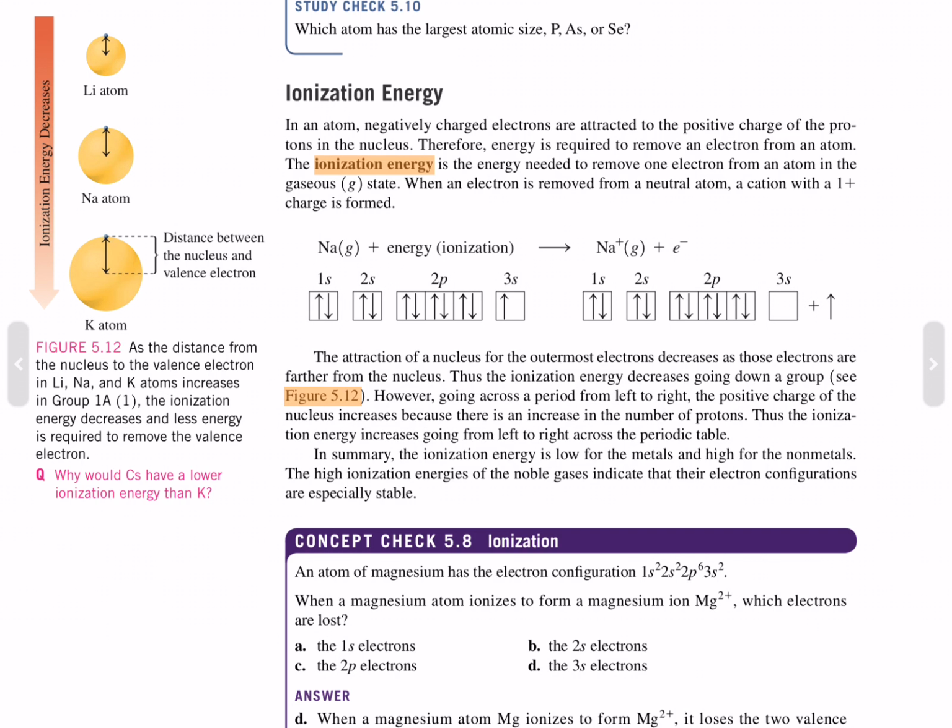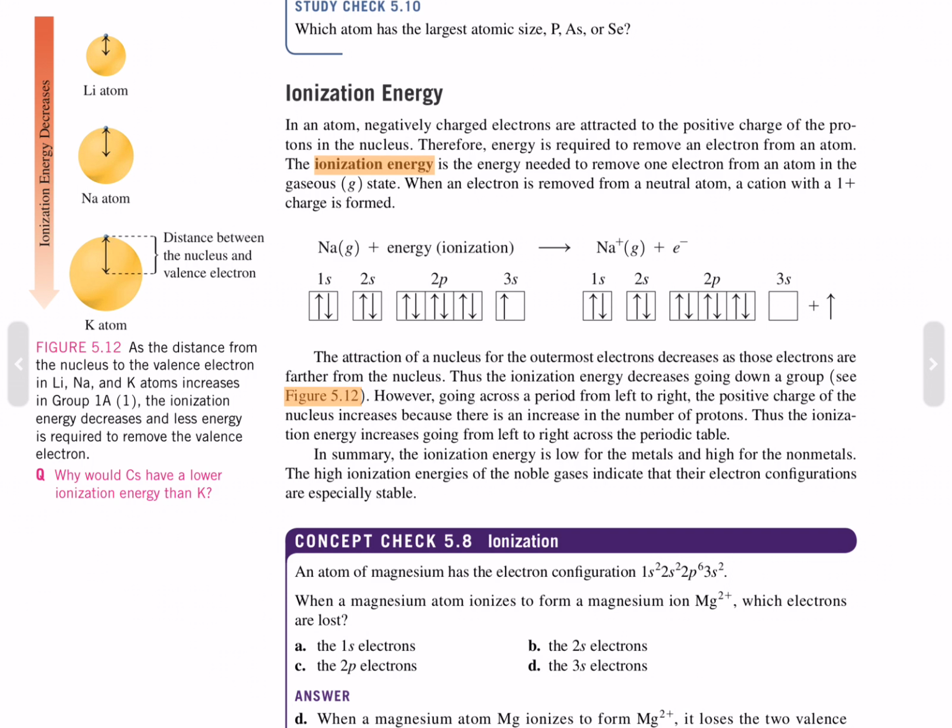The attraction of the nucleus for the outermost electrons decreases as the electrons are farther from the nucleus. Thus, the ionization energy decreases going down a group. However, going across a period from left to right, the positive charge of the nucleus increases because there is an increase in the number of protons. Thus, the ionization energy increases going from left to right across the periodic table.